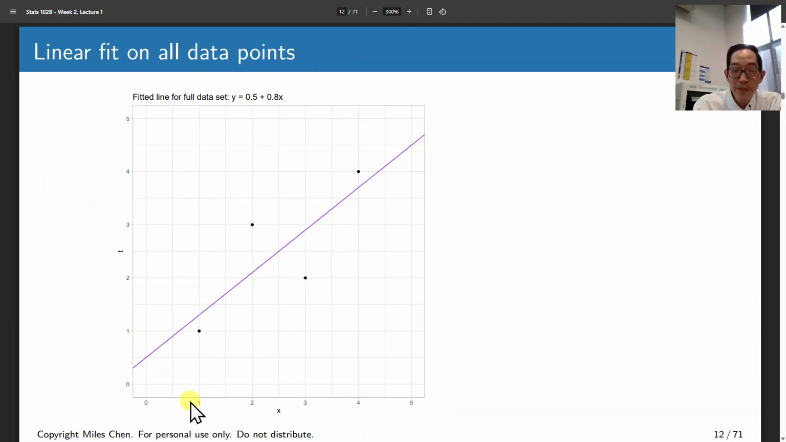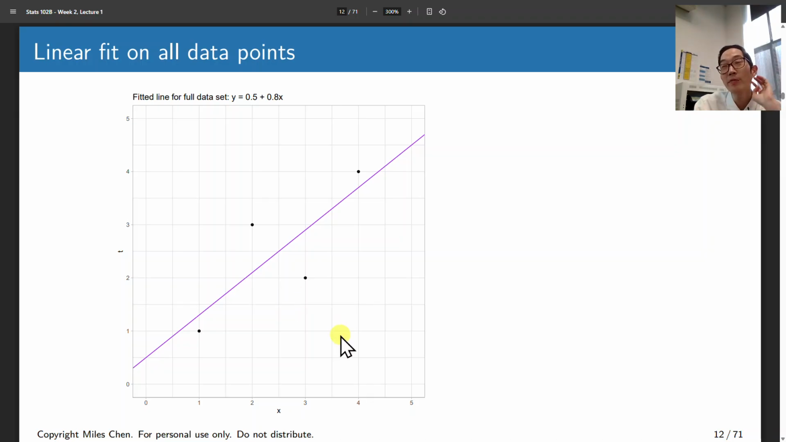And if I fit a linear model to all 4 data points, this is what it looks like, right? So here my observations are (1, 1), (2, 3), (3, 2), and (4, 4). And the best fitting linear model is, why can't I read? 0.5 plus 0.8x. This is the best fitting line if you fit the line to all 4 data points, okay?